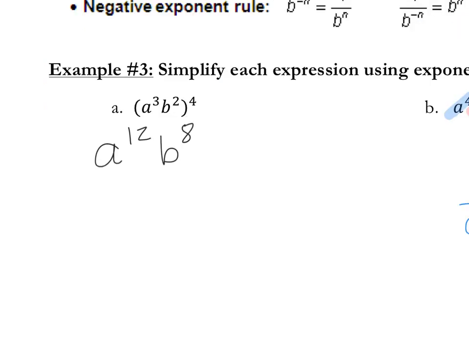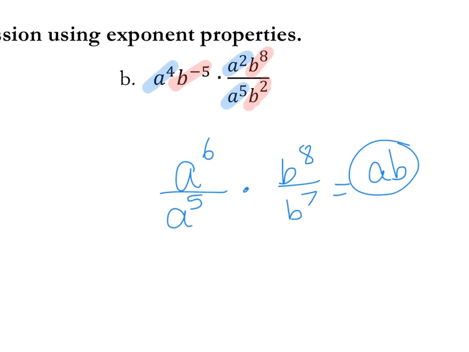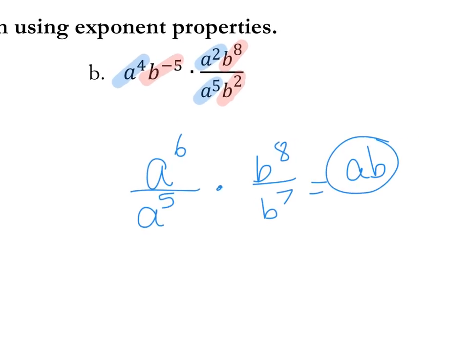All right, let's check our work. On number A, I'm using the power rule. It's really the expanded power rule. That fourth power exponent belongs to both members inside the parentheses. So I multiply 3 times 4 to get 12 here, and then I multiply 2 times 4 to get 8 here. And I'm done.